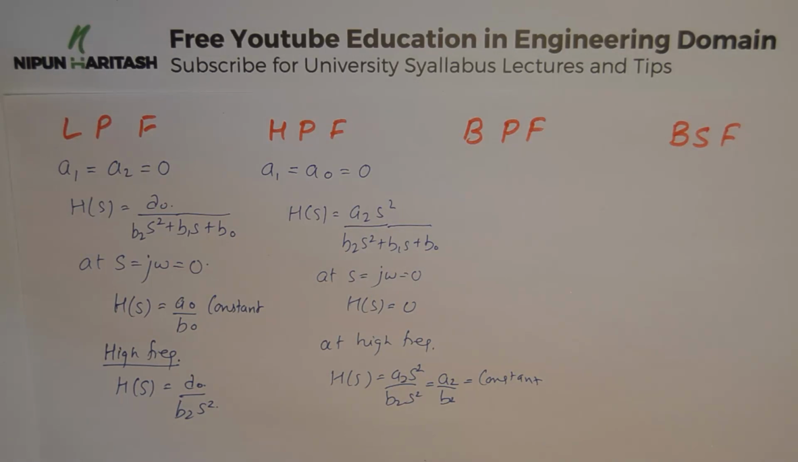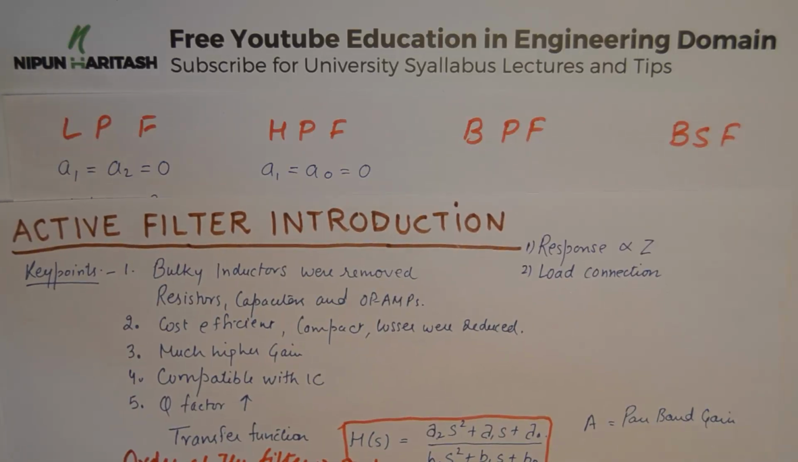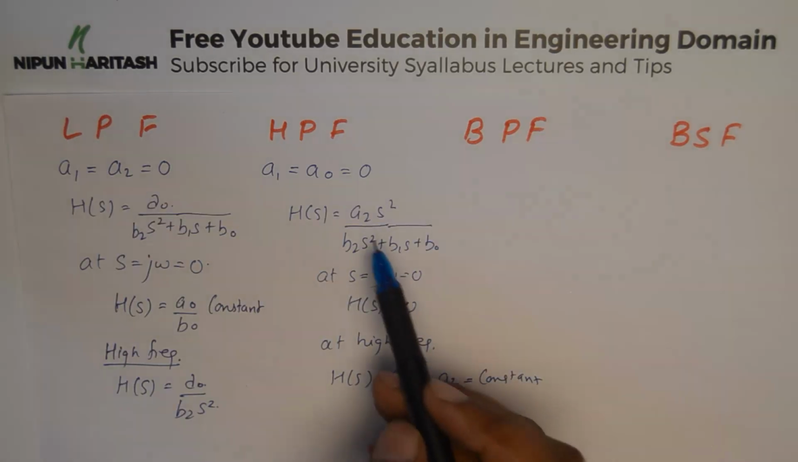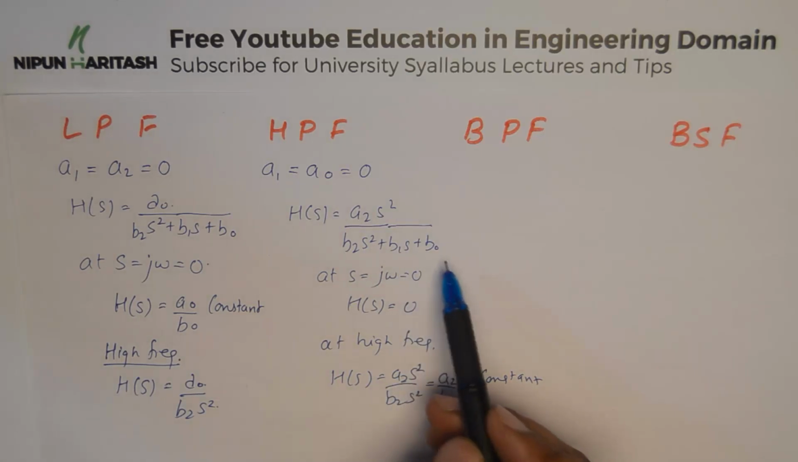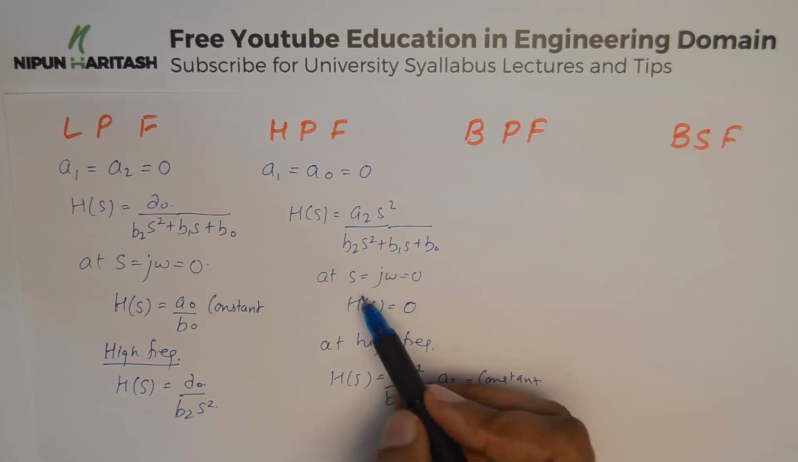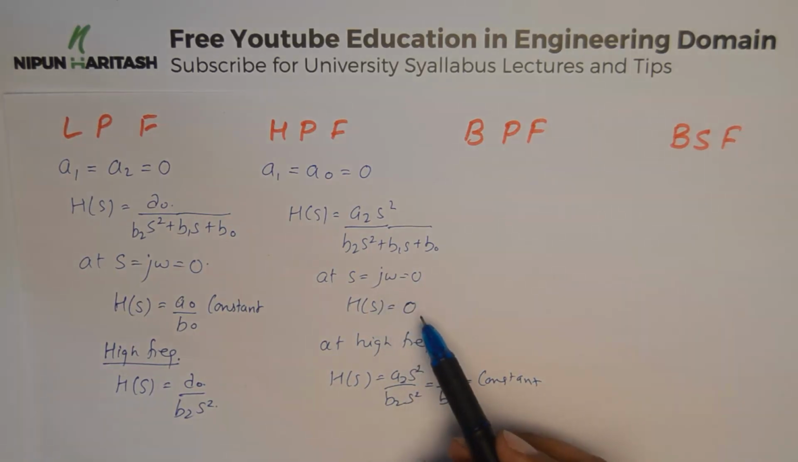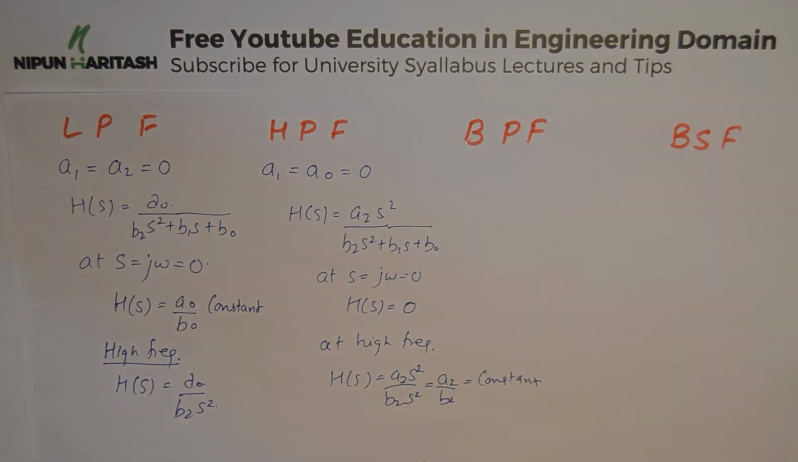So if in the transfer function of the filter I make a1 and a0 to be 0, then my transfer function becomes a2s square upon b2s square plus b1s plus b0. Now if you look at this approximation, where s is equal to j omega is equal to 0, my transfer function reduces to 0. So at lower frequencies the signal is not being passed, but at higher frequencies it will have a constant value with which it will be passed.